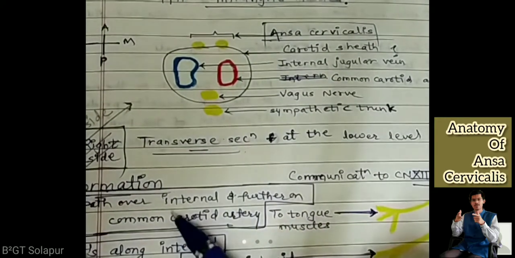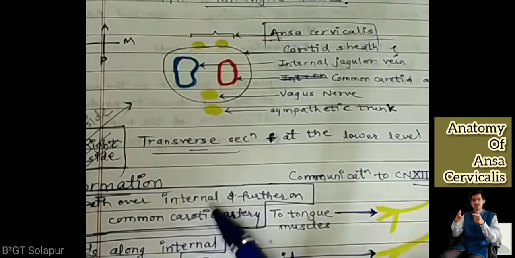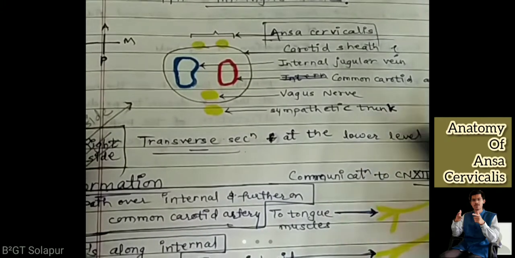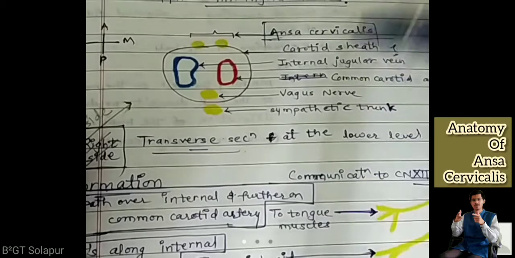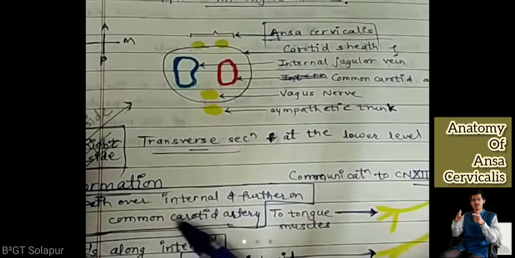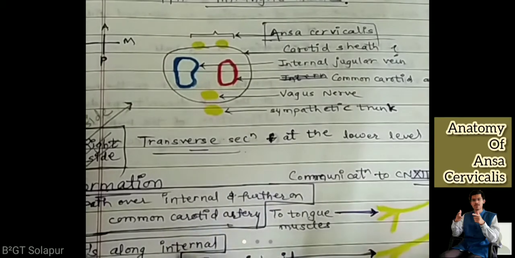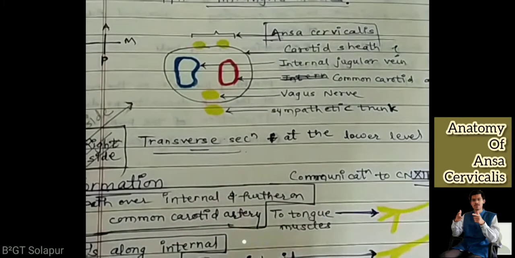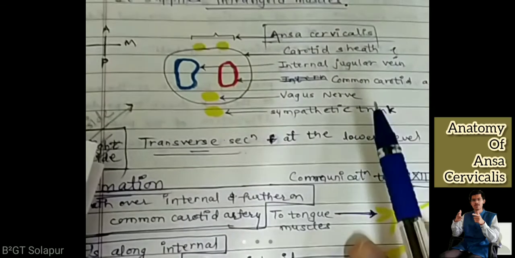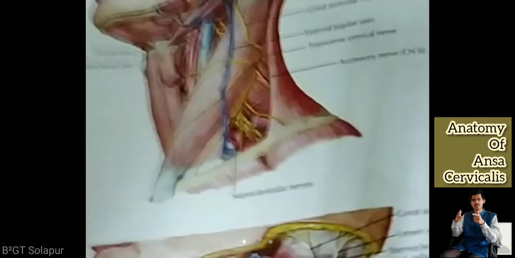Now, if you see the formation, the path is over, as I have written, internal carotid artery in the superior aspect, and later on when you go down to the lower aspects, it's the common carotid artery. It is also along the internal jugular vein and winds then and moves towards the common carotid artery. Now, whatever I am saying to you, I will show it to you in the diagram over here.